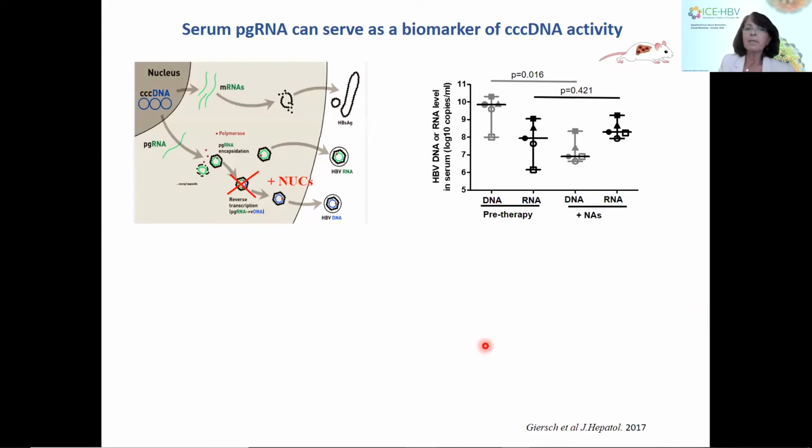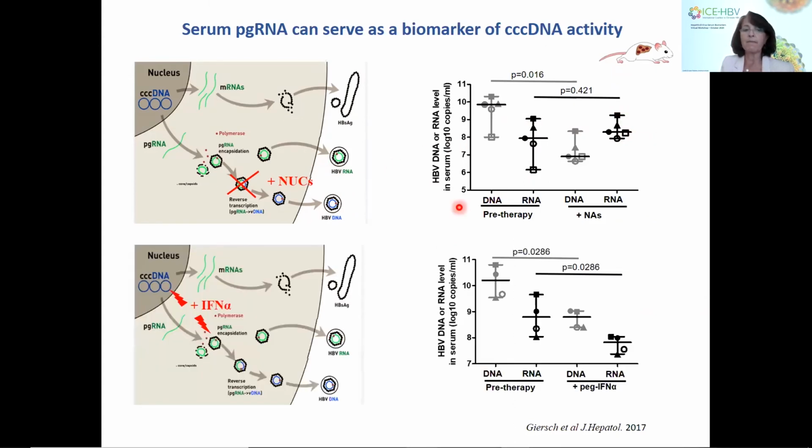Using humanized mice, we also confirmed that we can see pregenomic RNA in the serum of humanized mice, and that when we treat these mice with polymerase inhibitors, we do not see a reduction of RNA in serum, as expected given the mode of action of NUCs. The situation is, however, quite different when we treat these mice with pegylated interferon alpha, where we observe, as was mentioned before, a reduction of both DNA and RNA in serum.